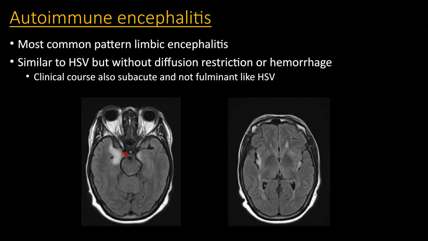Here's a simulated example. Again, I didn't have a good case of it, but this simulated example shows hyperintensity medially in the temporal lobe, some hyperintensity in the insular cortices, and this can be asymmetric from side to side. It's not necessarily going to be symmetric.